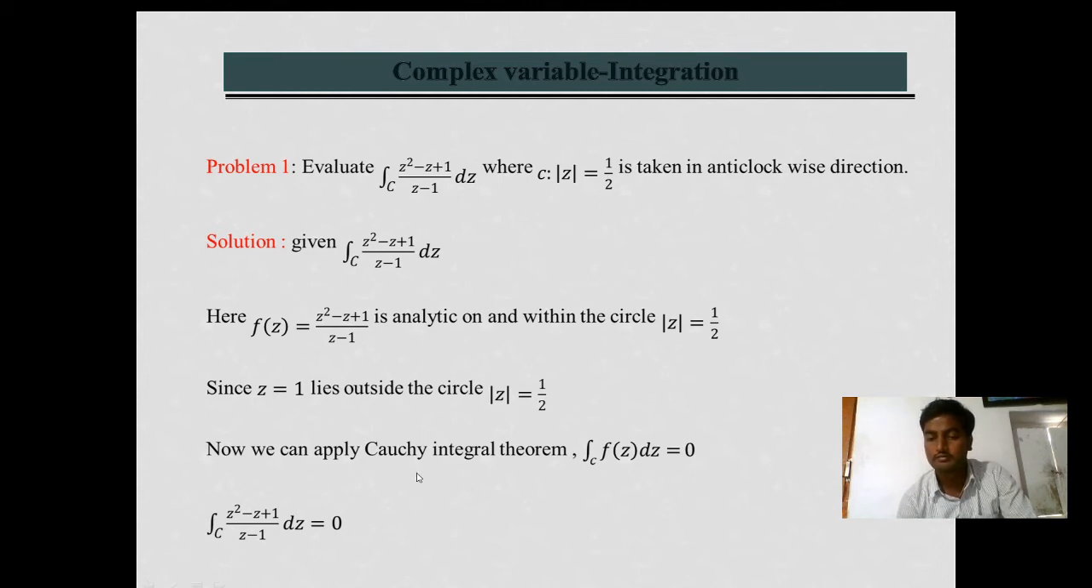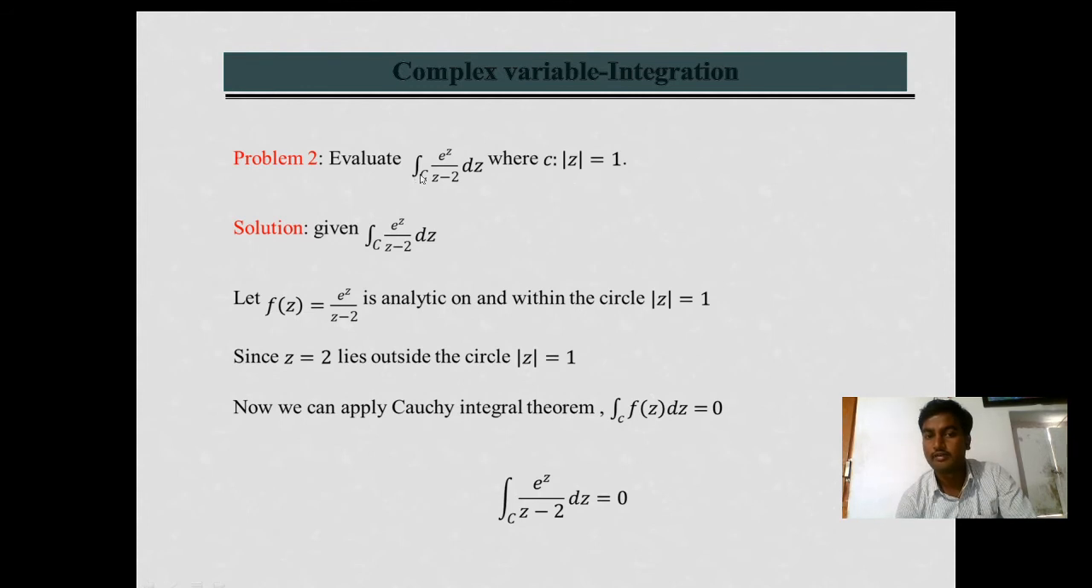Right? See the next problem. Integral over C of e power z by z minus 2 dz. So this is your f of z. F of z is nothing but e power z by z minus 2 dz, where the circle is given as modulus of z equal to 1. So this f of z is analytic except at the point z equal to 2.